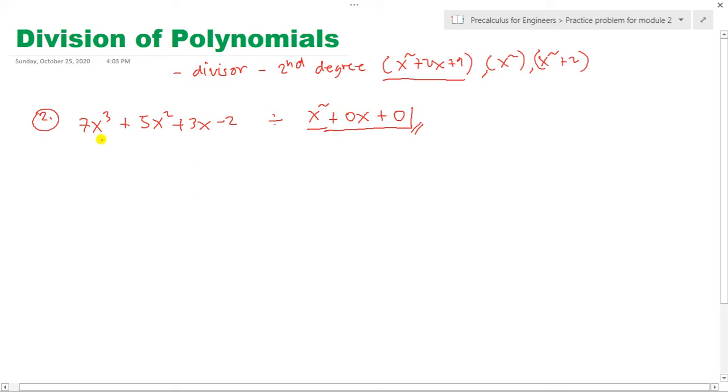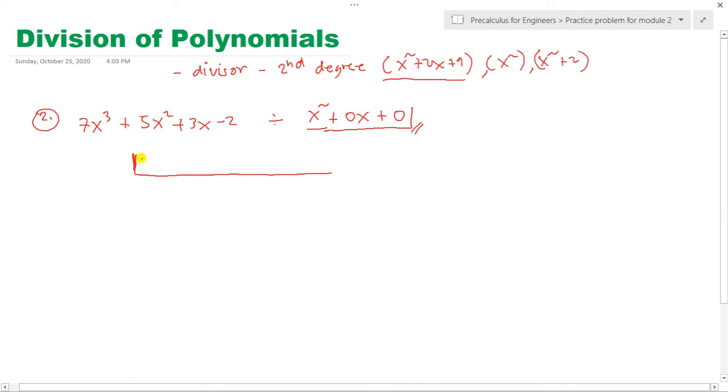And then for our dividend class, again, dapat naka-arrange siya from highest exponent to the lowest. So 7x cubed plus 5x squared plus 3x minus 2. And class, i-observe mo siya or try to detect whether may lacking na terms. Since kompleto siya kasi meron siyang x cubed, merong x squared, may term din sa x, then may constant term. Therefore, wala na tayong idagdag na kahit any na 0x or 0x squared or 0x cubed. So, ito na yung ating dividend. Naka-complete na siya.